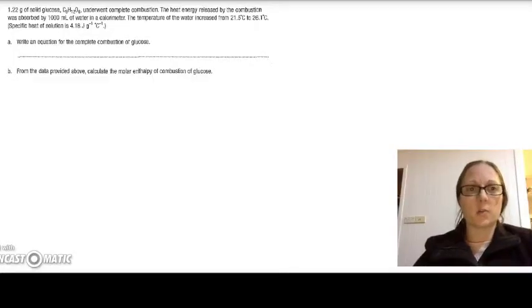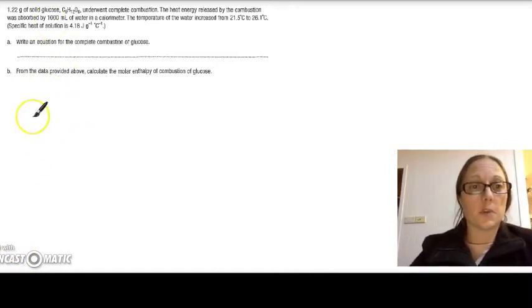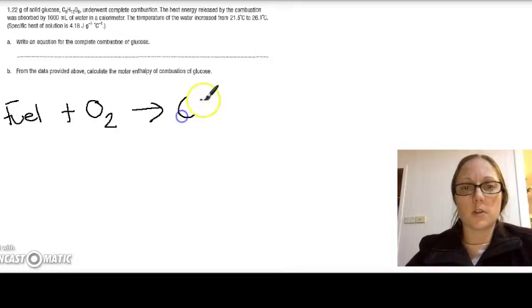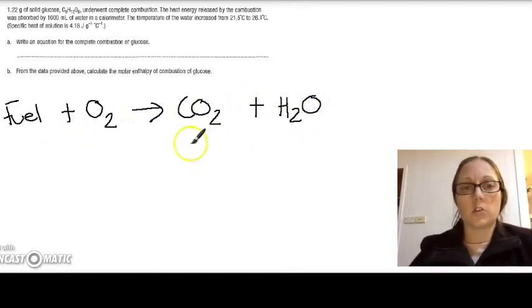Okay, so let's take a look at a worked example. Firstly, let's write the equation for the complete combustion of glucose. So the equation for any time that we are doing combustion is fuel plus oxygen goes to form carbon dioxide and water. The state for the fuel will depend on what we are using. The state for the oxygen is always gas, carbon dioxide is always gas, and the water is a liquid.